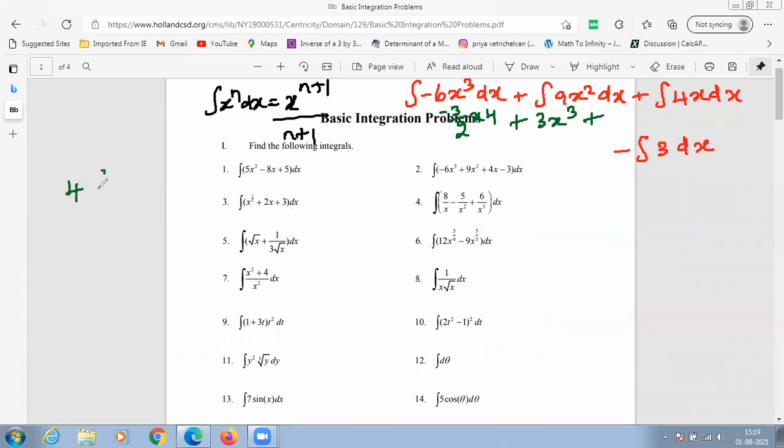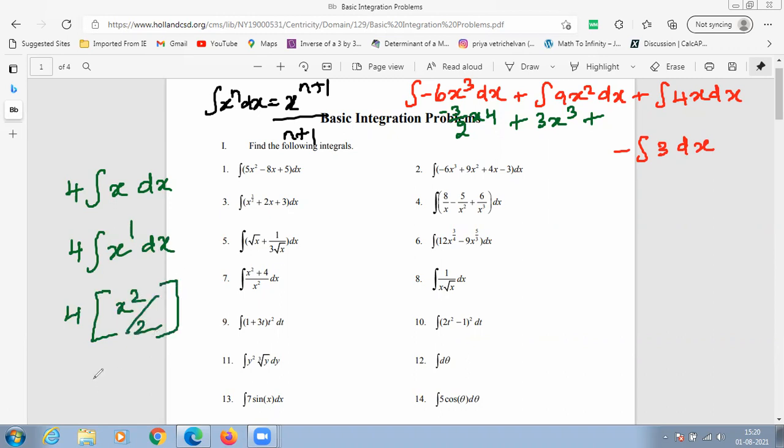4 is a constant, take that out. Integrate the x alone, and you have no power here. Here you can assume it as 1. When you integrate x, you will get x power 2 by 2. So this will be 2x square if I simplify. So 2x square is the integral for the 4x, and then minus 3 dx.